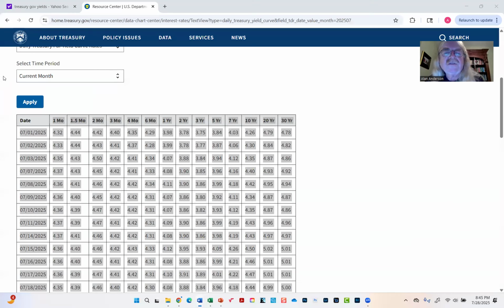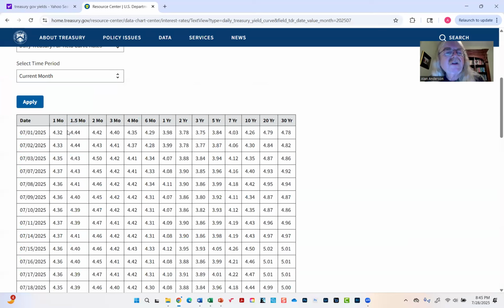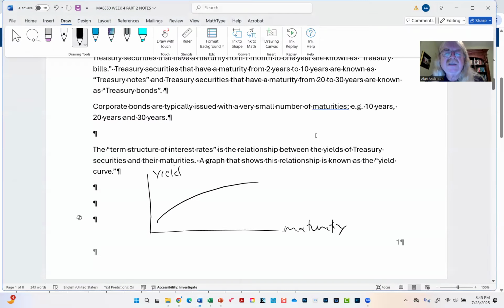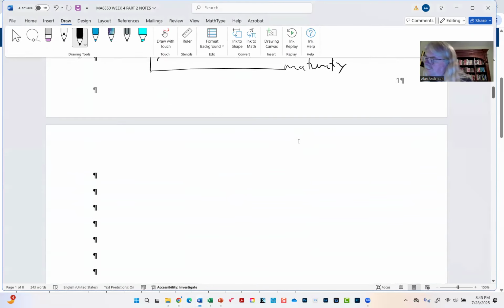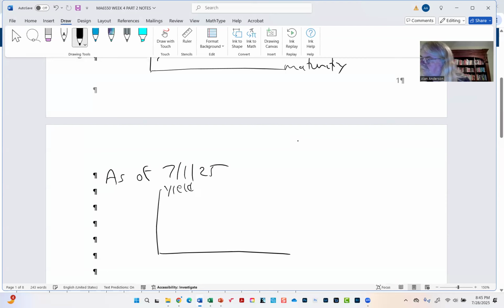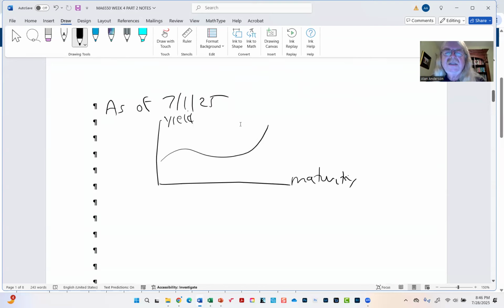So if you look at this one very carefully, you'll see that it actually starts to go up, and then it sort of flattens out and it dips down, and then it starts to rise again. So it kind of looks more like that. It's kind of weird. You don't see that very often, but you know, yield curves can have any shape.